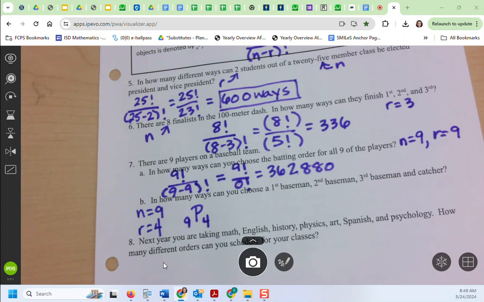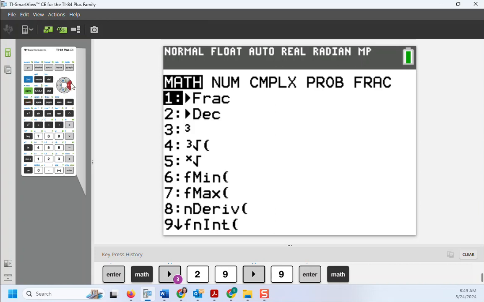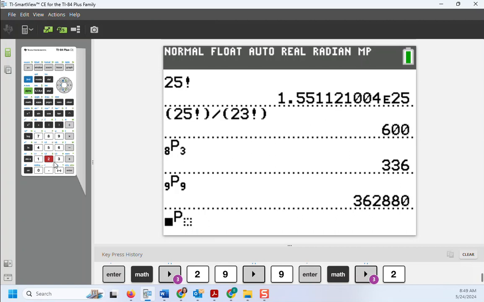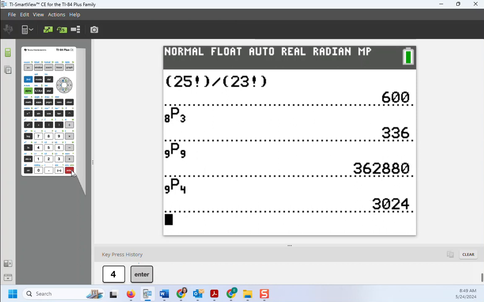Go to your calculator. Press math. Go over to probability and choose choice 2. And it's going to be 9, choose 4. And we get 3,024. Is that what you got also when you did it by hand? It's different on here. Okay, let's look at yours.